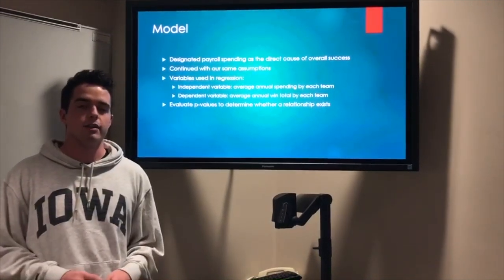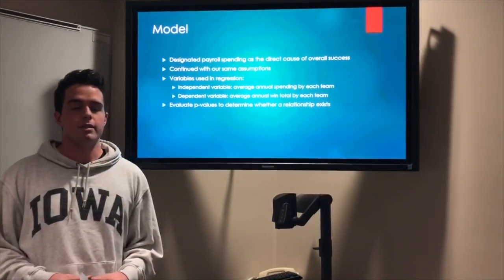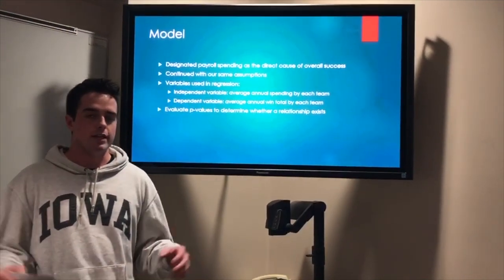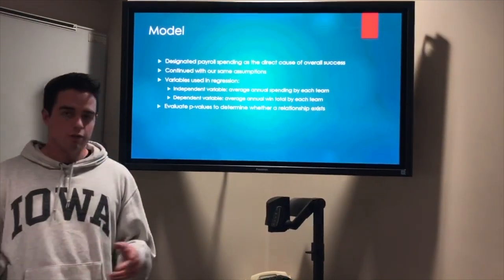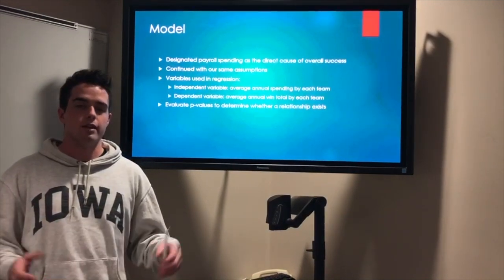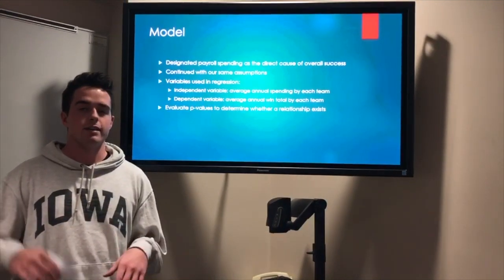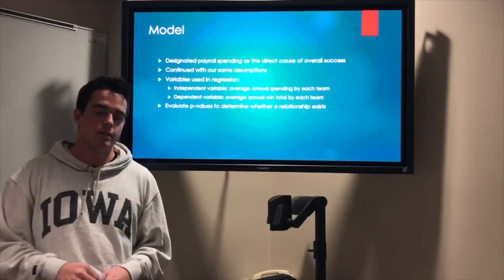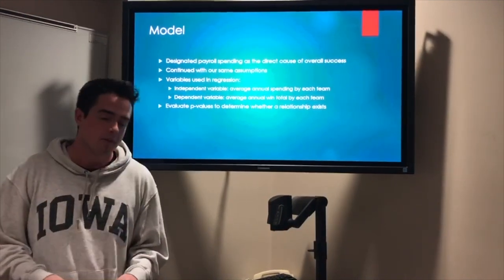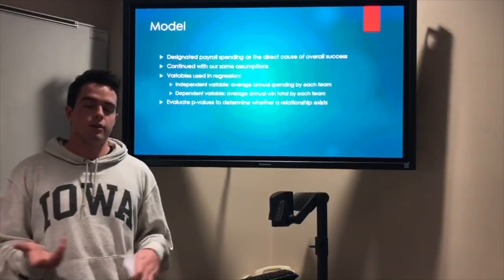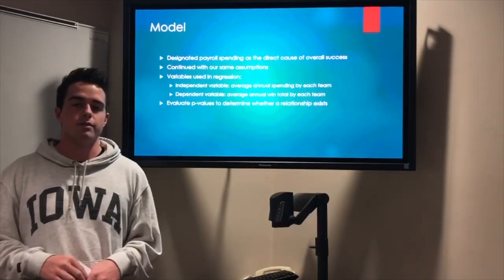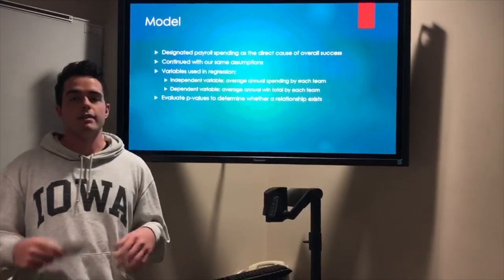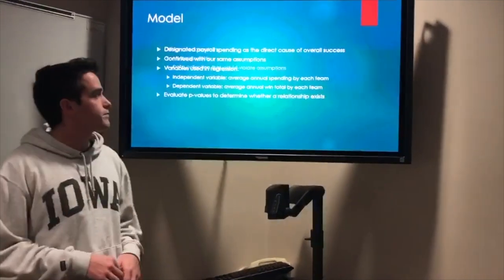As Patrick mentioned, our dependent variable is going to be a team's number of wins, and our independent variable will be their spending over that 10-year period. We chose this because we are trying to determine the relationship that spending has on wins, meaning that wins are going to be affected by spending, making it the dependent variable. And then at the end of our regression, we'll be able to evaluate our p-values to determine whether or not there is a relationship between spending and a team's success in wins.